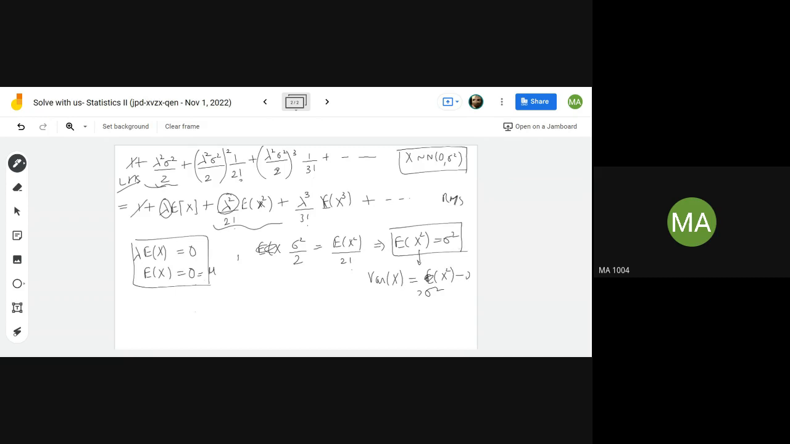Right? So what did we get? We got the first moment, expected value of x, to be 0. We got the second moment, x square, to be sigma square. Now what is the third moment? Zero. The third moment is 0 because for the third moment you need expected value of x cube, and for that the coefficient you have to look for is lambda to the power cube, but you don't have any lambda to the power cube in the left hand side, right? So again expected value of x cube is 0. Third moment is 0. Now what about expected value of x to the power 4? What is the fourth moment?